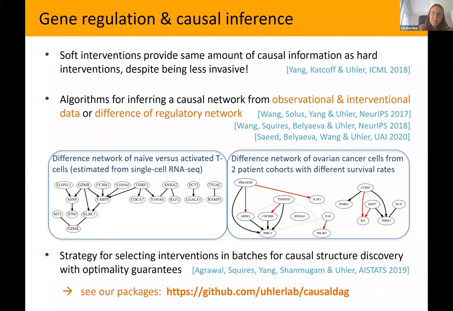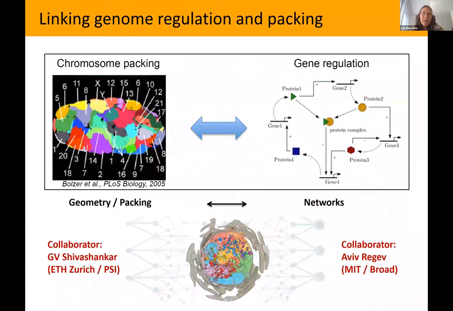Okay, so this was a bit about how you can integrate observational and interventional data in order to learn the underlying causal graph, and then based on this causal graph, try to predict the effect of an as yet unseen intervention. So that was all on this side of the graph, on the gene regulatory side of the problem.